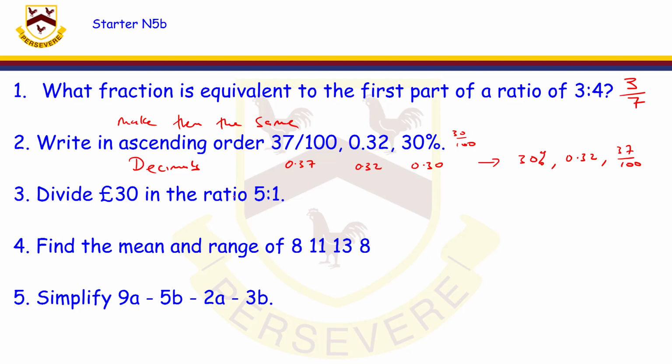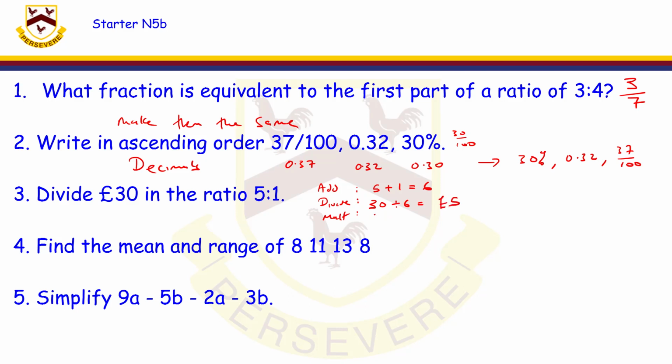Divide 30 in the ratio of 5 to 1. So 3 steps for our ratio. Remember what they are? Add, divide, multiply. So we add the ratios, giving us a total of 5 plus 1, 6 shares altogether. Then we take our £30 and find out how much is 1 share. So 30 divided by 6 gives us the value of 1 share, which is 5.